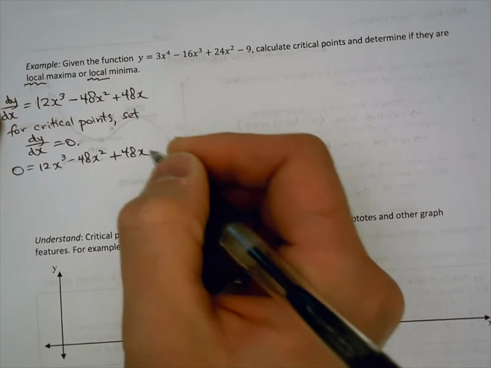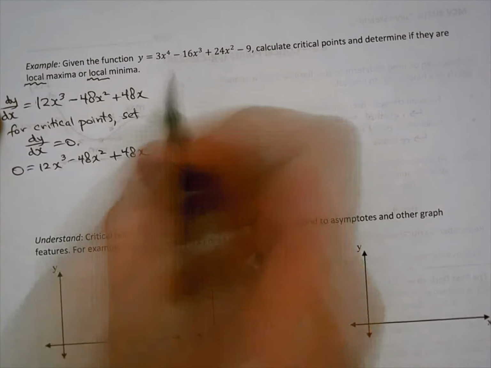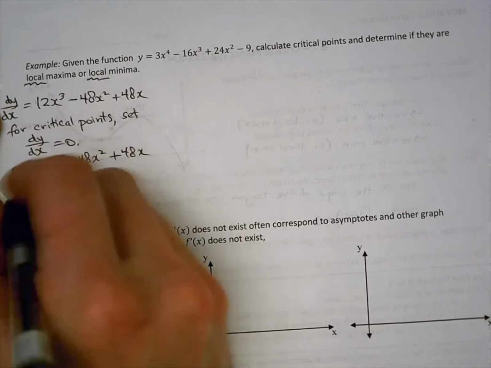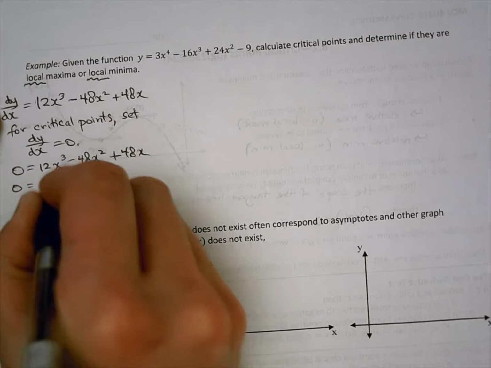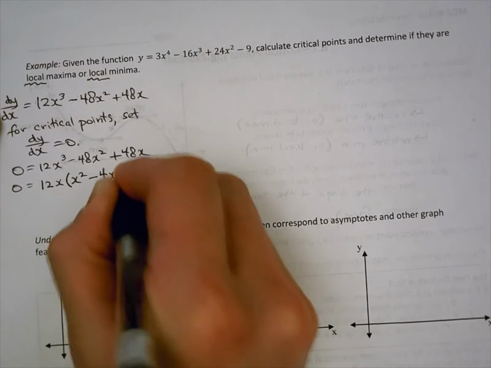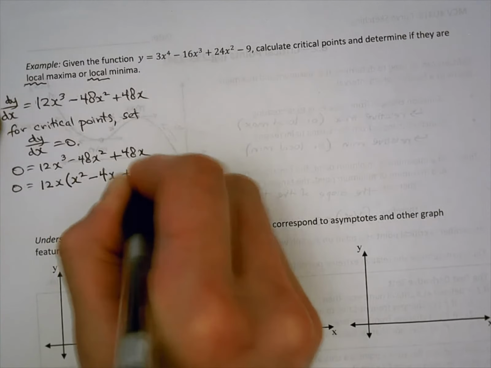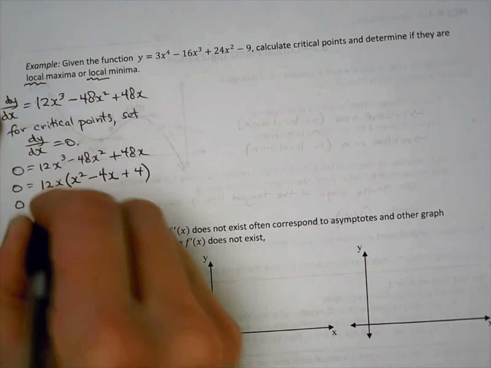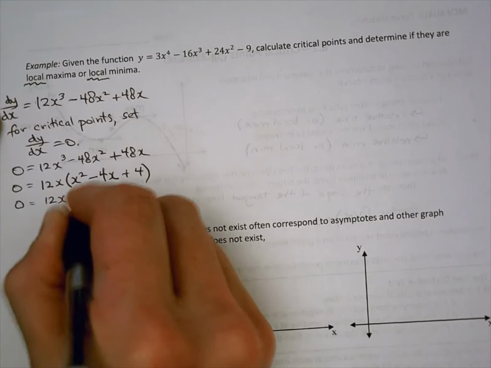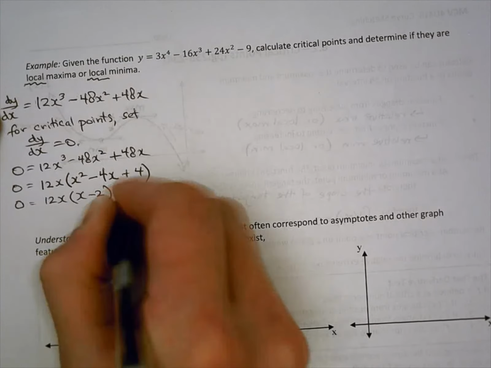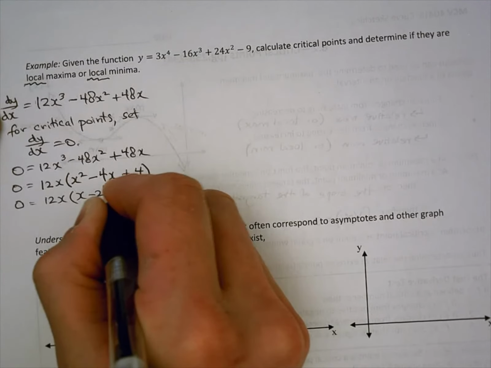Then I'm going to factor out what's common here. Well, there's a 12 common to both of these, and x is common to both of these. So I end up with x squared minus 4x plus 4. And if I factor that, I end up with 0 is equal to 12x, x minus 2, and x minus 2 again. So x minus 2 squared.